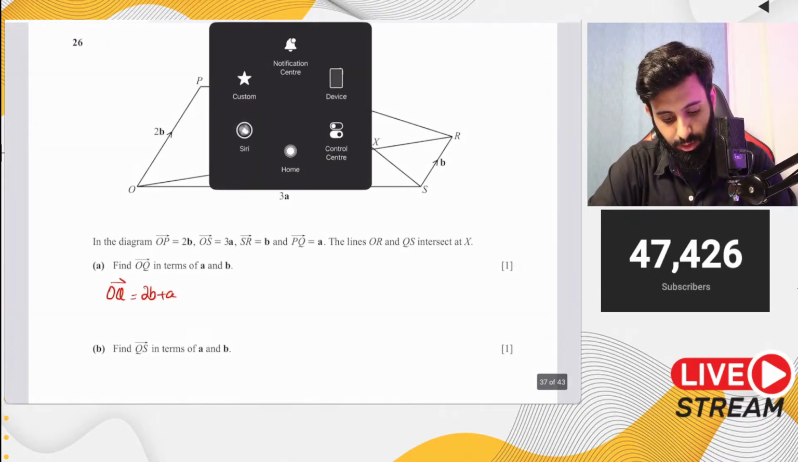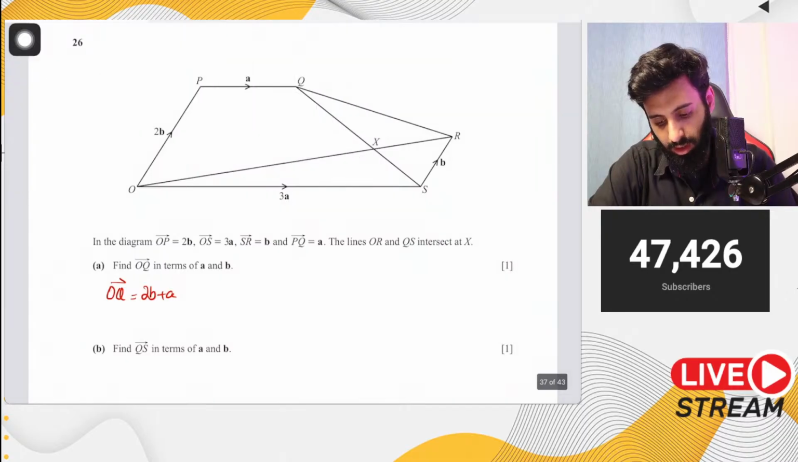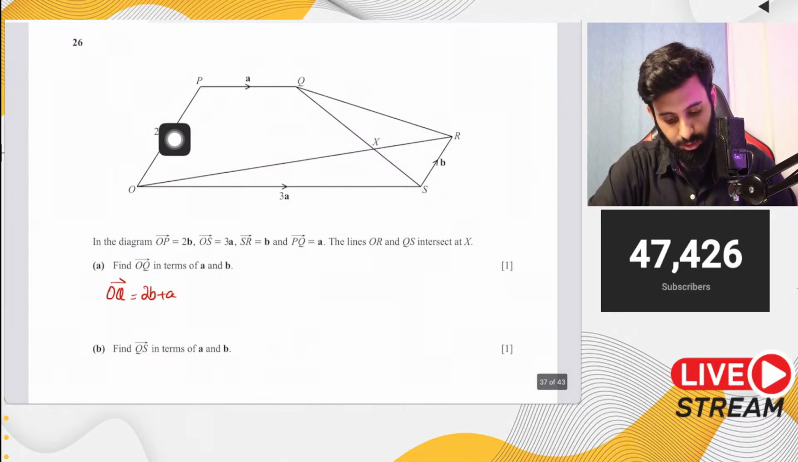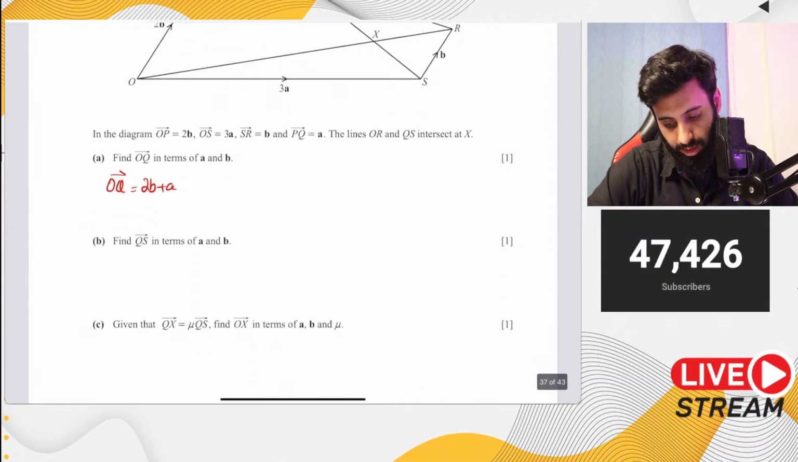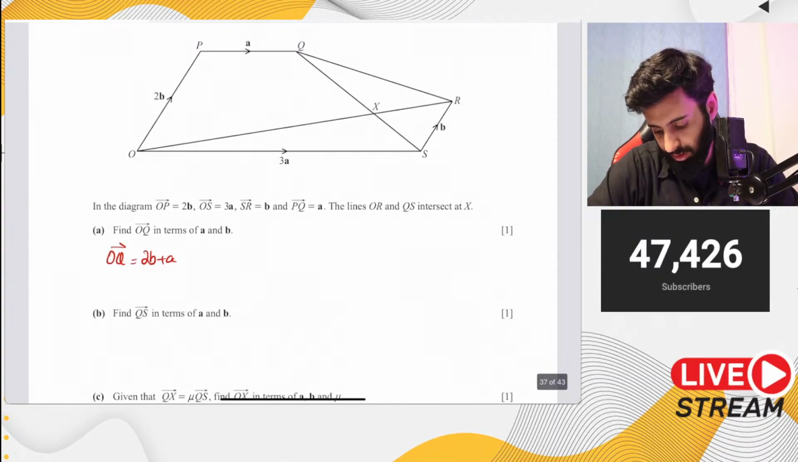Because you're going to go from O to P and then from P to A. So O to P is 2B and then P to A is A. So 2B plus A is OQ. All right. Then it says find QS in terms of A and B.